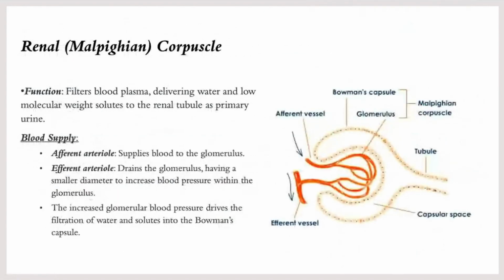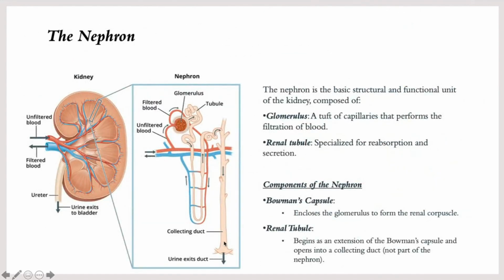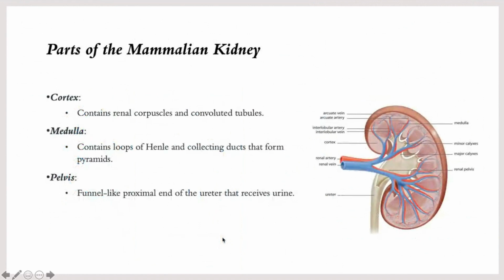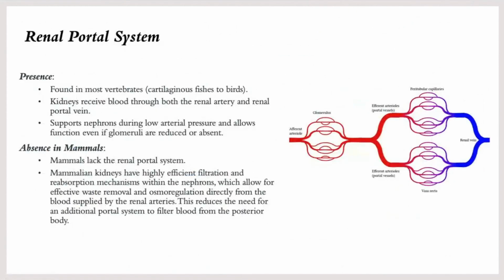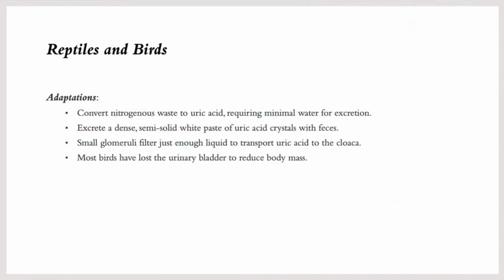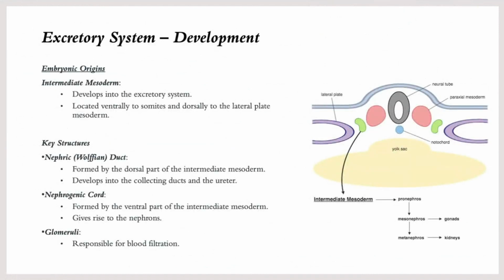So if we just look again, the collecting duct is right here. Okay. And the ureter is right here. So the Wolffian duct is going to make the ureter and the collecting duct. Okay. Then the nephrogenic cord is going to give rise to the nephrons. As you know, we said that the nephrons are the most basic structural and functional parts of the kidney, correct? And then the glomeruli is, of course, responsible for blood filtration.